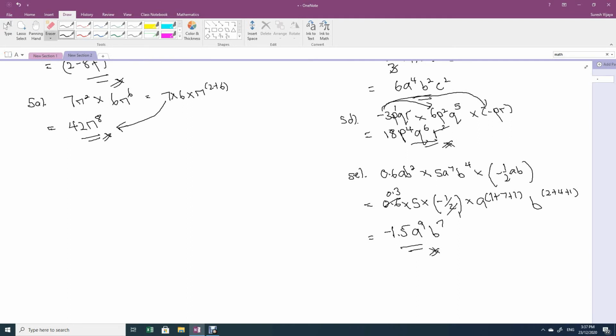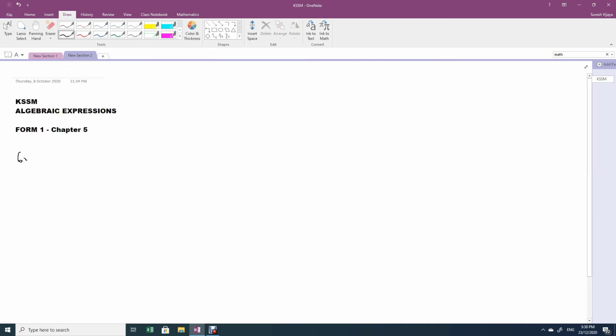Okay, in question 6, simplify each of the following. We go to 6a. 6a will be 16y to the power of 7 divided by y to the power of 4. How do we solve this? Similar to the multiplication, divide the numbers first, then for y we put 7 minus 4. Because it's a division, we will have 1.6y to the power of 3.